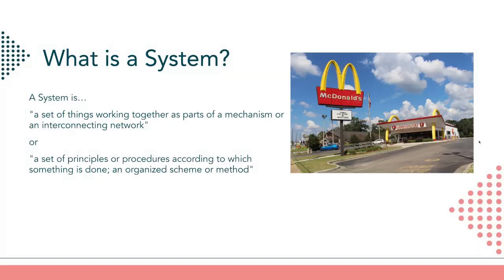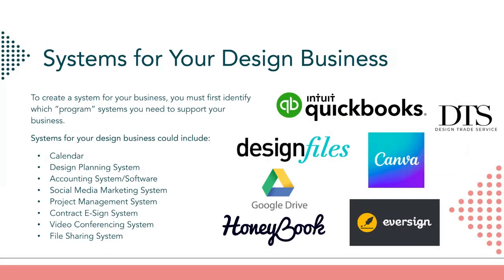So, what is a system? A system is a set of things working together as parts of a mechanism or interconnecting network. Or it can be considered a set of principles or procedures according to which something is done in an organized scheme or method. Now, there's a picture here of McDonald's because I believe that McDonald's has one of the best systems in America. And I'm going to tell you a little bit about that.